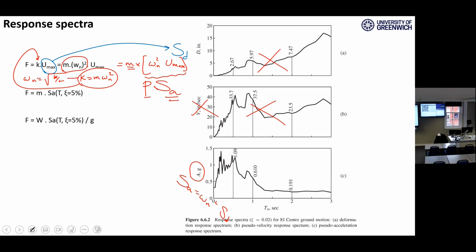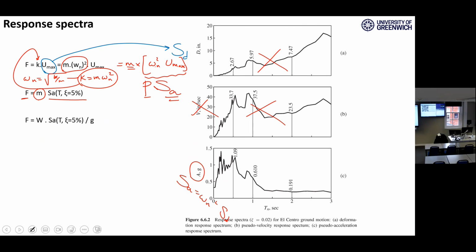Mass is mass. You can just calculate the weight of your structure and come up with the mass. Mass is very straightforward. If you have your mass, it's easy to multiply it by spectral acceleration and you will come up with the force and you can design your structure. That's why we like to work with the spectral acceleration instead of spectral deformation or the spectral displacement.